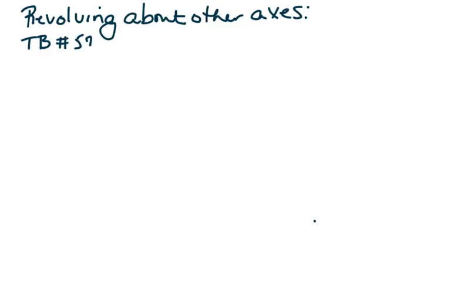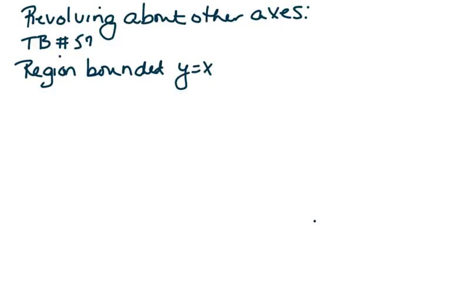This video is on revolving about other axes than the primary x and primary y axes. So the same information is going to be given. You're going to be given a region bounded by, and we'll look at an example. This region for problem number 57 is bounded by the parabola y equals x squared and the line y equals 4 and x equals 0.